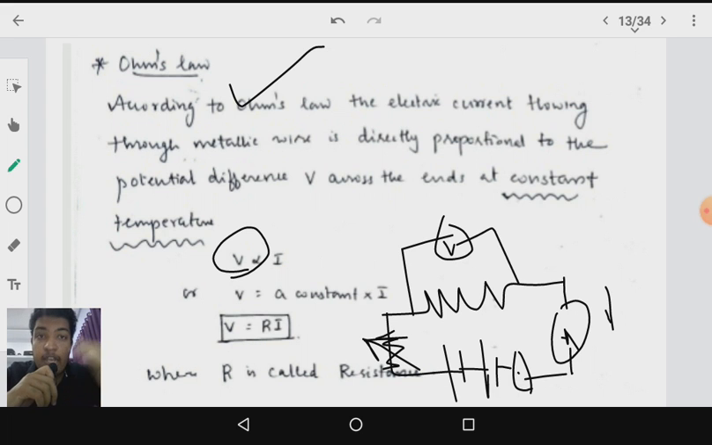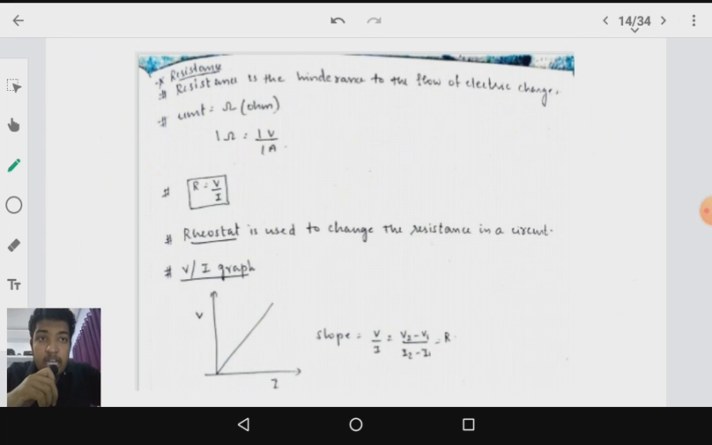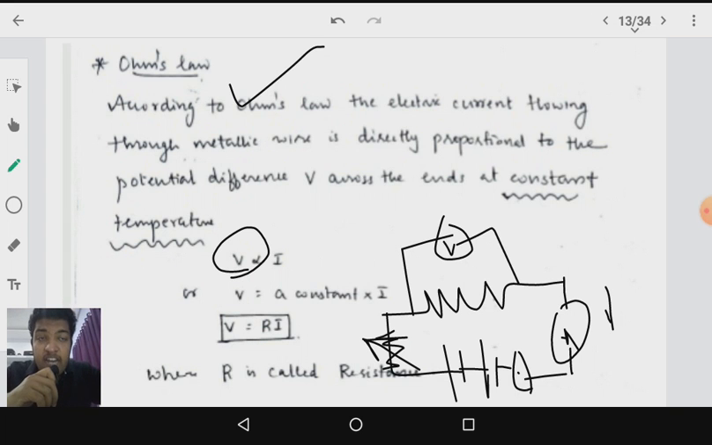And if I plot a relationship between the change in potential and change in current, I get a graph like this, which is a straight line graph. So we can say that the potential V is directly proportional to the current I. To remove the proportionality sign, we can write V is equal to a constant into I. And this constant of proportionality is known as resistance. So V is equal to R into I, where R is called resistance.